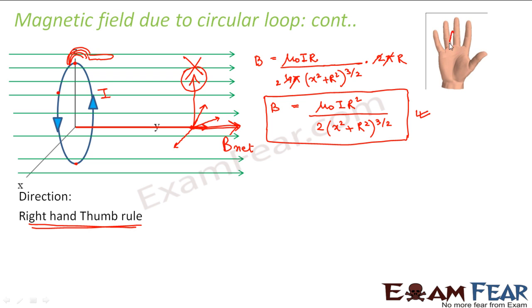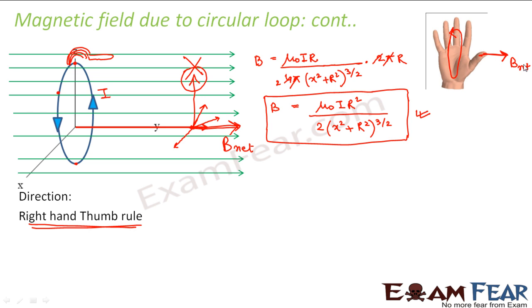Now if you curl your fingers, what will happen? Let us suppose this is how it is. This is the circular loop, right? In which the current is flowing like this. So if you curl your fingers, the fingers denote the direction of current. And this thumb, which is pointing in this direction, is telling you the direction of net magnetic field due to this current which is flowing in the circular loop.